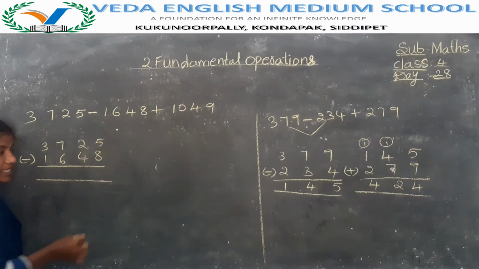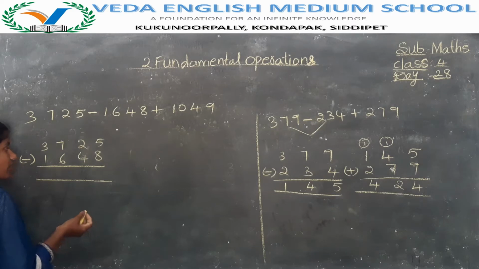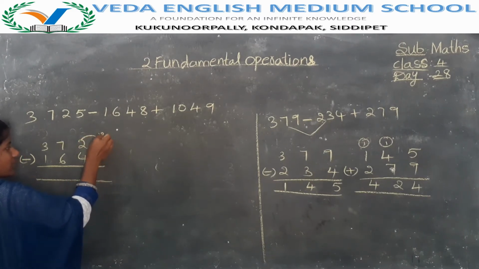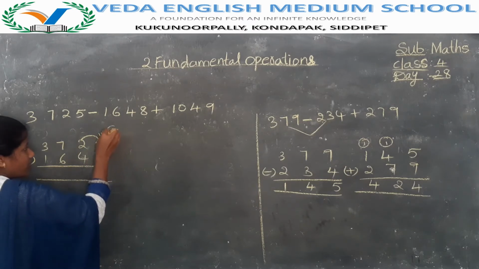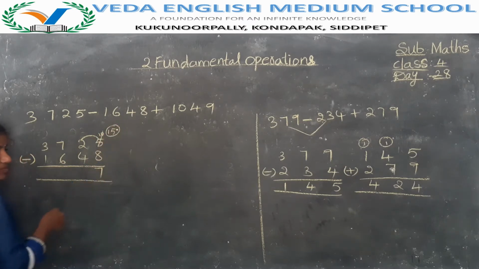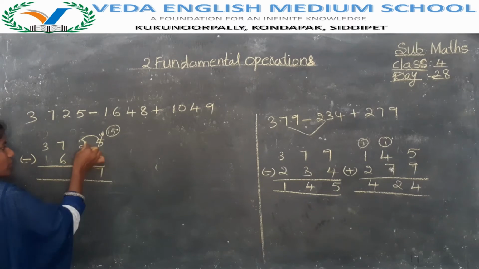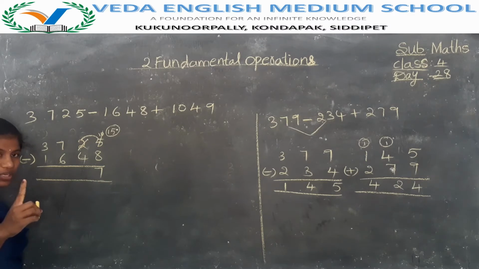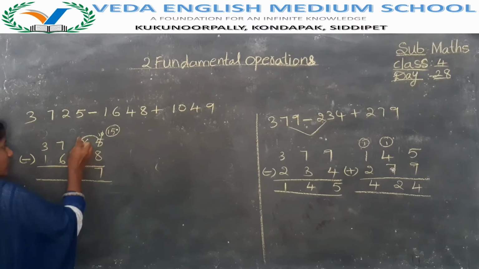Is 5 minus 8 possible? No. Then what you have to do? If that is not possible, then you have to take borrow. From where you have to take borrow? You have to take borrow from the next number. Borrow is 10. Here we have 5. That is 15. 15 minus 8 is 7. Then afterwards 2. From where you are taking borrow? From that number 1 will decrease. The number from which you take borrow decreases by one. So here 2 becomes 1.